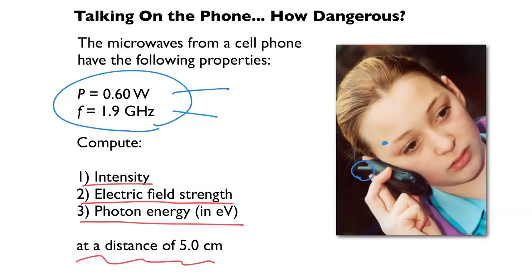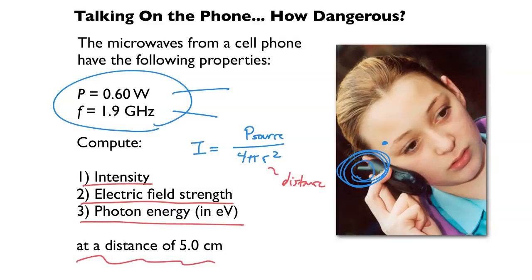Now, the next thing we're going to do before I look at the solutions is talk about how you would do it. We're assuming that the antenna of the cell phone is like a point source antenna. It's like a point source of electromagnetic waves. And we've seen if I have a point source of radiation, the intensity is the power of the source divided by 4 pi r squared, where r is the distance from the source. So I can use that to calculate the intensity.